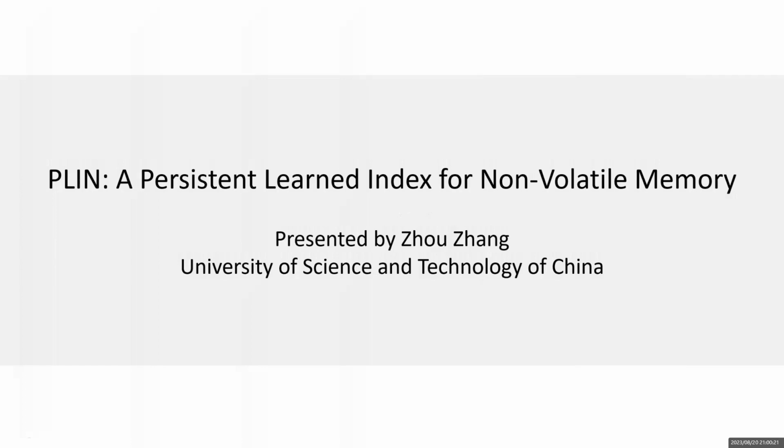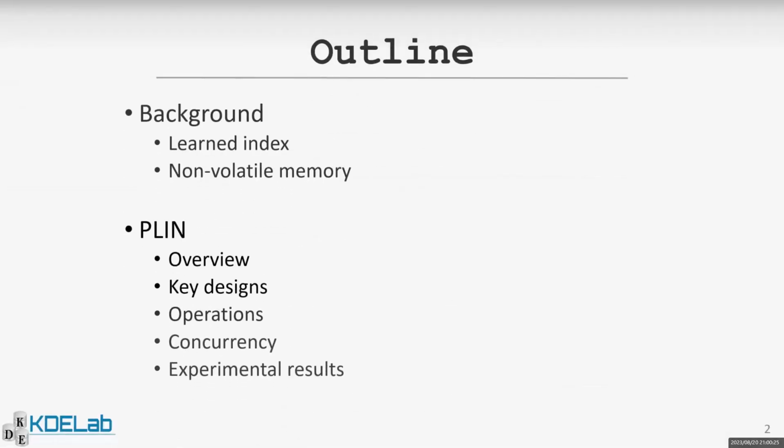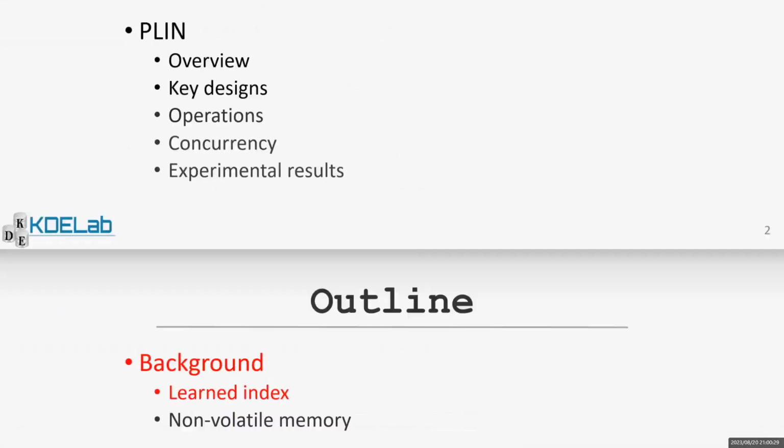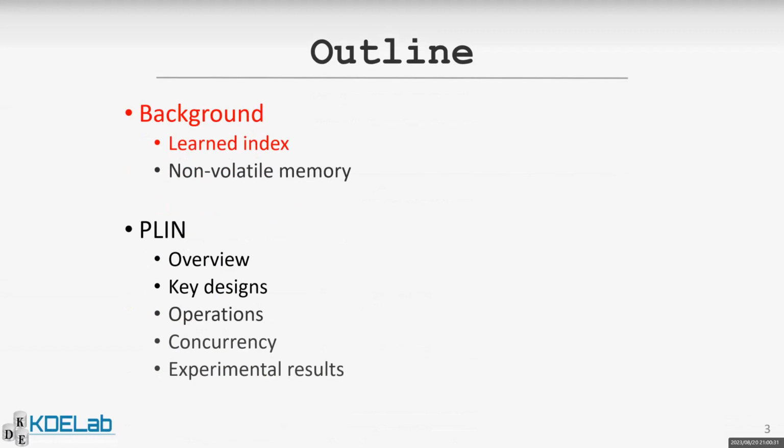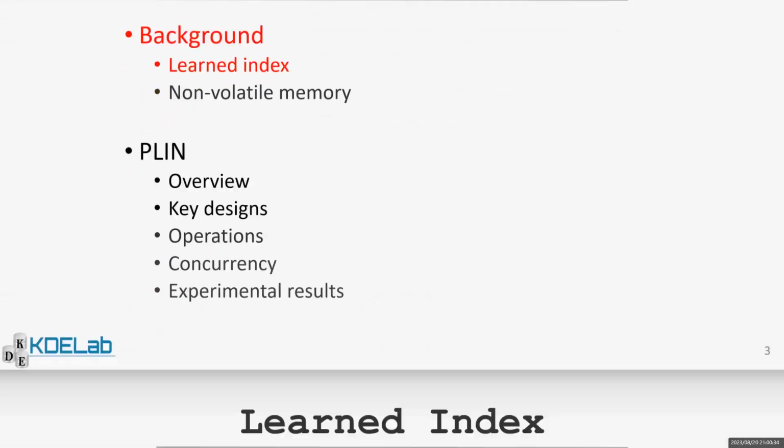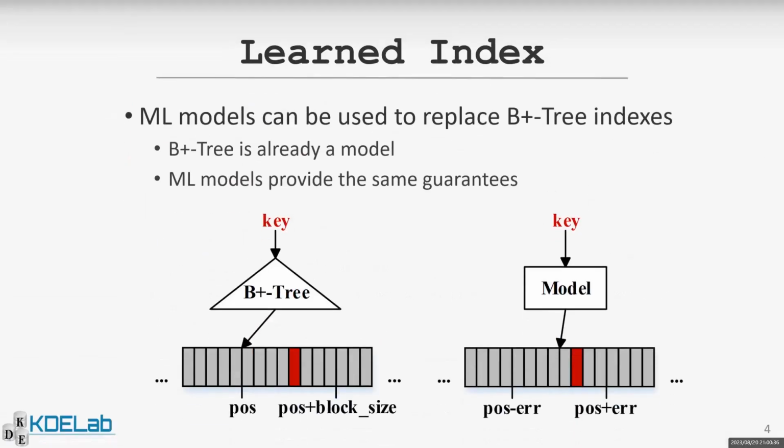Today I'm talking about a persistent learned index for non-volatile memory. My report mainly includes background and Peeling structure. I start by introducing the learned index. Given a key, an index quickly finds the key's position in the dataset.